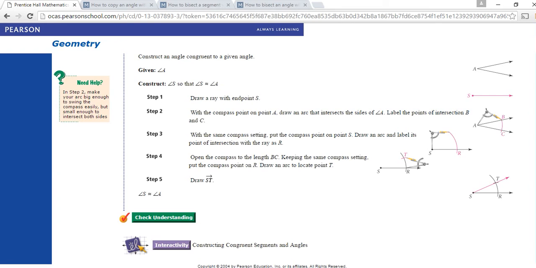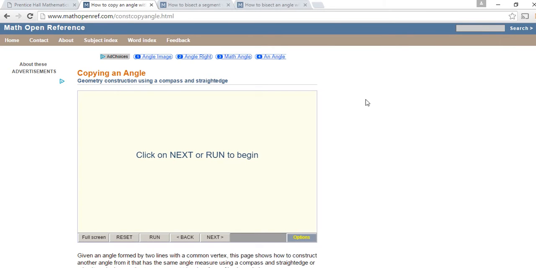And then you're going to open the compass to the length of BC, keeping the same compass setting, this length up here, and then put the compass on point R and draw an arc to locate point T. And then you're going to have to draw a ray, and then there you have your angle. So if you're like me and you think, what in the world, that doesn't make any sense, I found a little illustration for you. So here's what we're talking about.